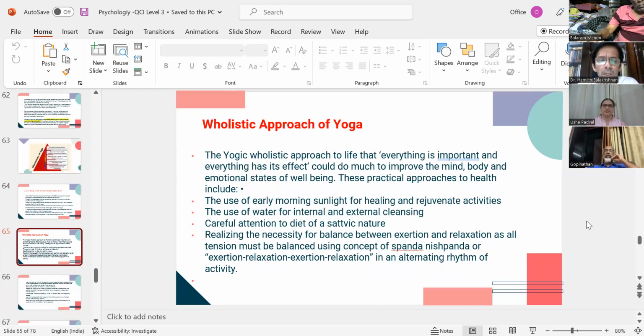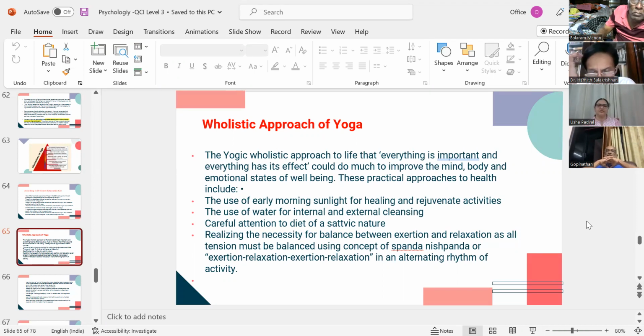The holistic approach of yoga to life, that everything is important and everything has its effect, could do much to improve the mind, body, and emotional states of well-being. It's a philosophy. These practical approaches to health include the use of early morning sunlight for healing and rejuvenation. They say chase the sun. Every day you have to do sun chasing, rejuvenating activities. The use of water for internal and external cleansing, which is like our kriyas, which our Menon sir does. Careful attention to diet of a sattvic nature.